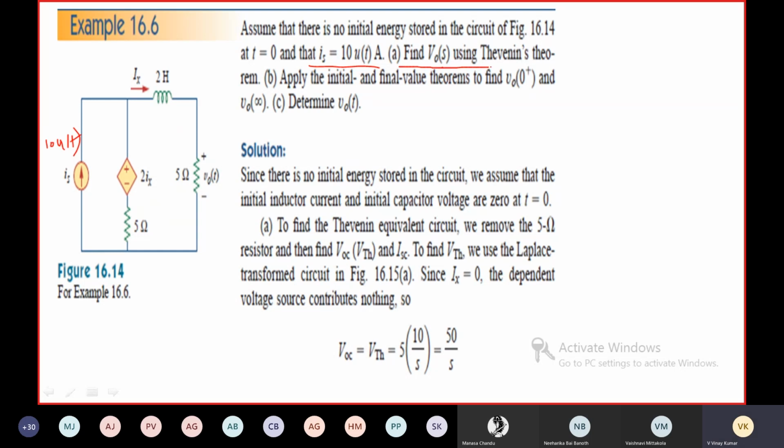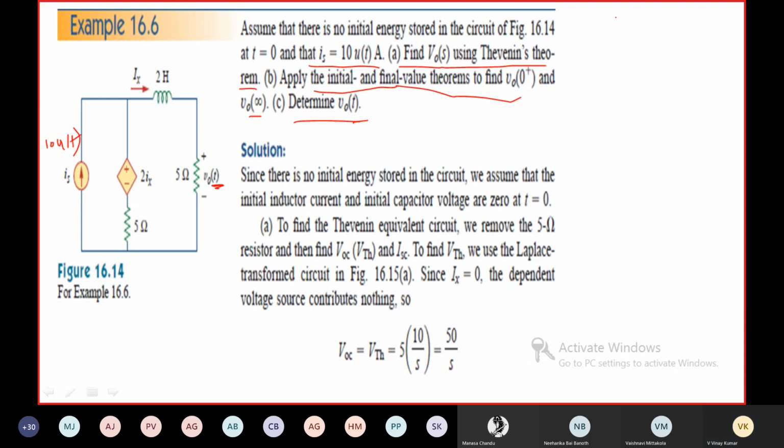Find v naught of s using Thevenin's theorem. We have to find the voltage across the 5 ohm resistor in the S domain. Apply initial and final value theorems to find v naught of 0 plus and v naught of infinity. Using the initial value theorem you can find the initial value, and using the final value theorem you can find the final value. Finally, using Thevenin's theorem, you can find v naught of s.